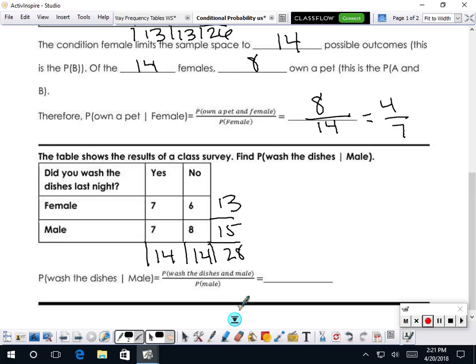If we're looking at the probability that someone washes dishes given they are a male, okay, we want the probability that they wash dishes and male. So wash dishes and male would be 7 over the second half of the statement tells me they are males. So I go to the total for male, which is 15. So my probability would be 7 out of 15.